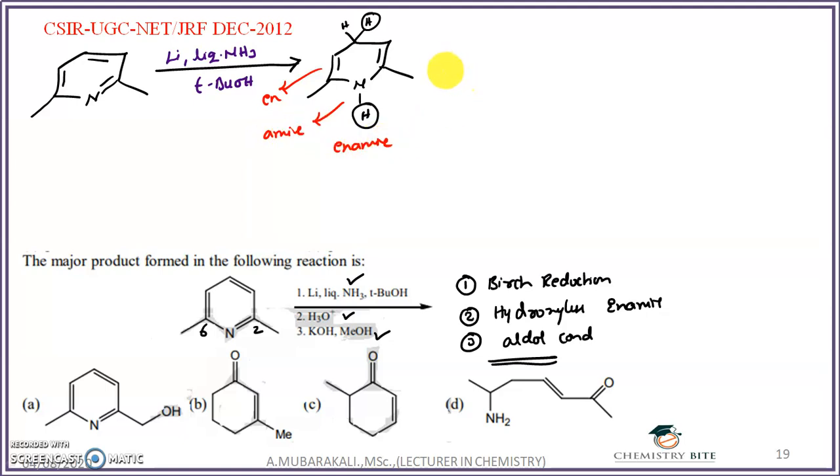So the enamine undergoes hydrolysis with water in presence of acid medium. In the first step, this enamine will accept the proton. In detail, we'll explain this. You can see here this pi bond will get polarized, and this carbon will accept the proton. At the same time, the lone pair of electrons on the nitrogen will get polarized to this carbon. So finally you will get a structure like this.